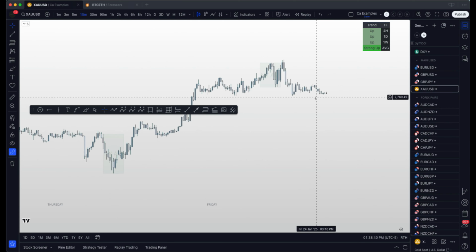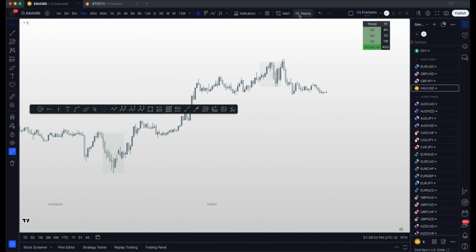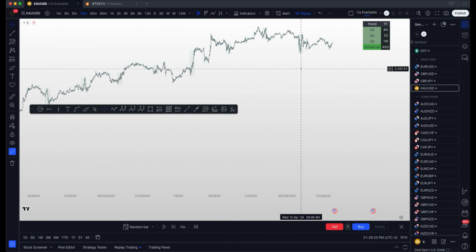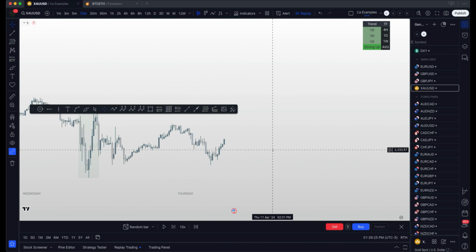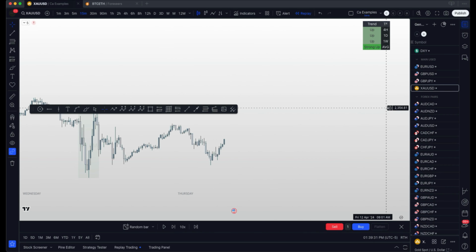All right, so let's jump into a quick example. So let me find, okay, replay, and then I'm going to use the random bar. Okay, and I'm just going to trade whatever I can spot. I'm not trading any particular strategy. I'm just going to be trading whatever I see. Okay, and I'll also explain a little bit how the method works here.